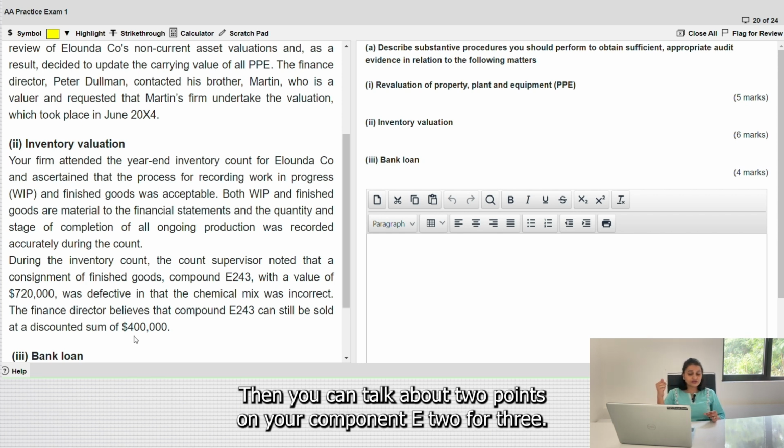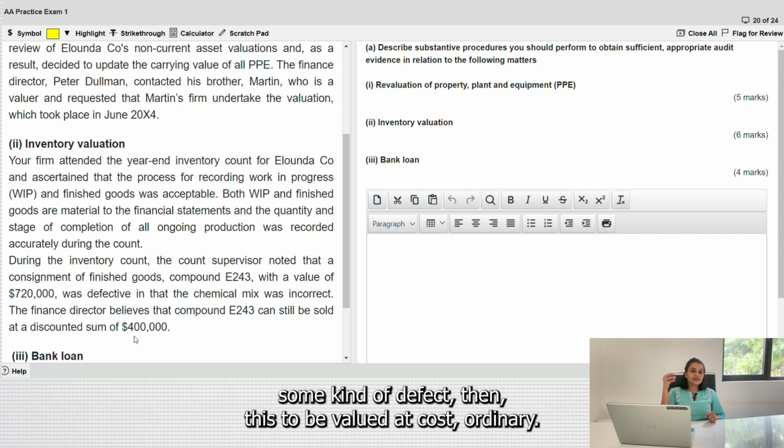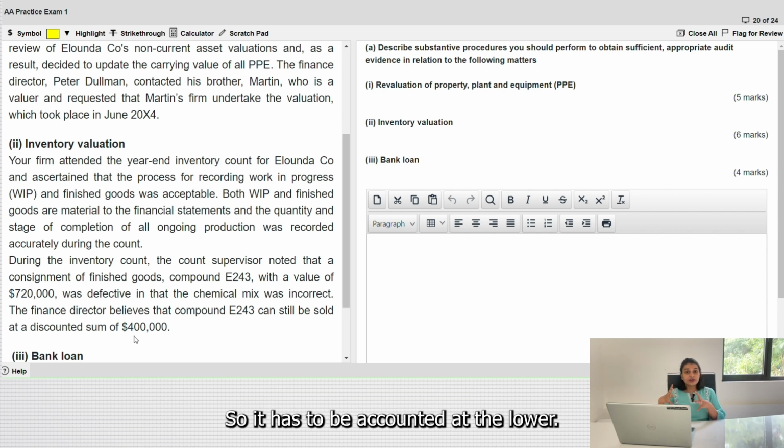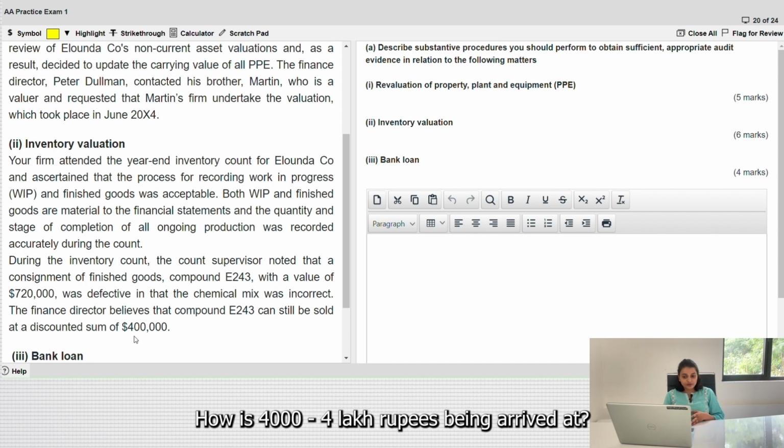Then you can talk about 2 points on your component E243. One, because this has some kind of defect, this is to be valued at cost or NRV. So NRV we know is 4,000, cost is 7,200. So it has to be accounted at the lower. But here, how has the NRV been arrived at? What was the director's calculation? How has 4,000 been arrived at?